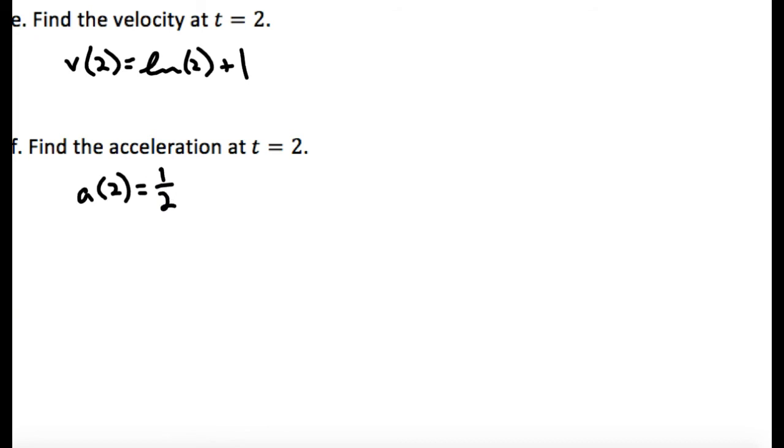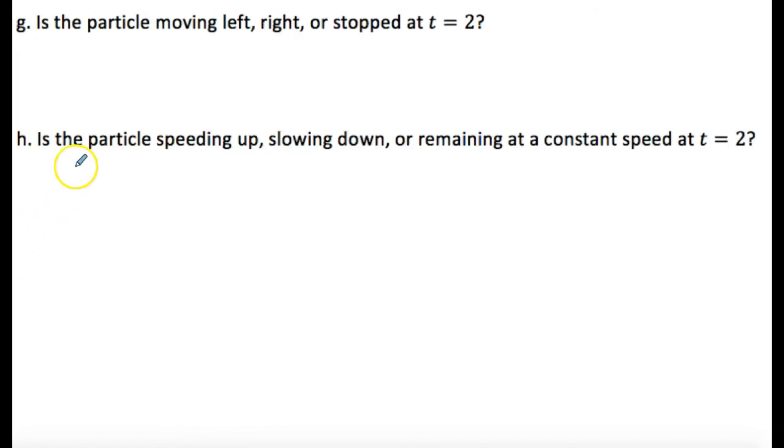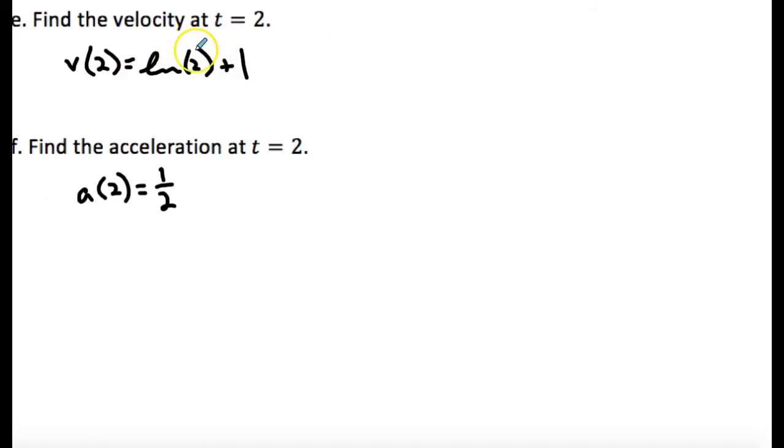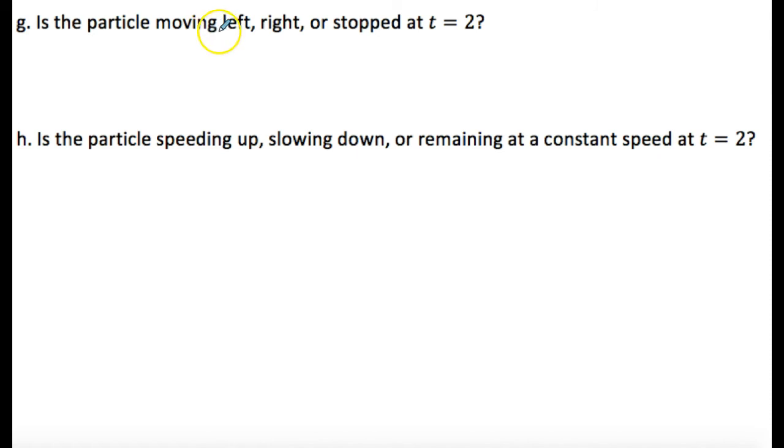All right. So to finish this out, is the particle moving left, right, or stopped at t equals 2? Well, what we want to look at is the velocity positive, negative, or 0? Well, this is a positive value, right? I don't know exactly what natural log of 2 is, but I know it's positive. So natural log of 2 plus 1 is a positive value. That means that the particle is moving to the right. And again, we'll take a look at h tomorrow when we look at speed.